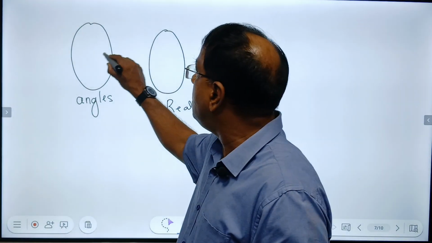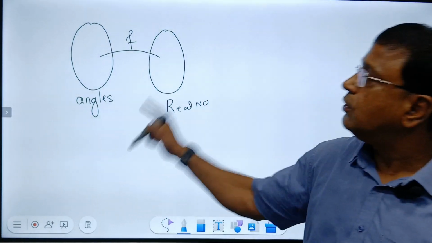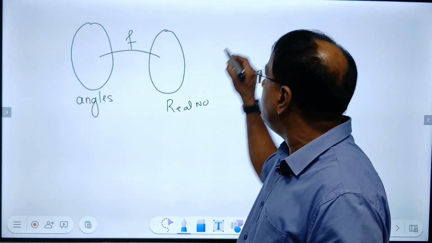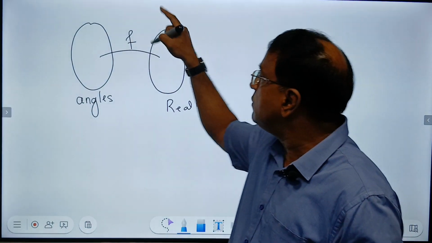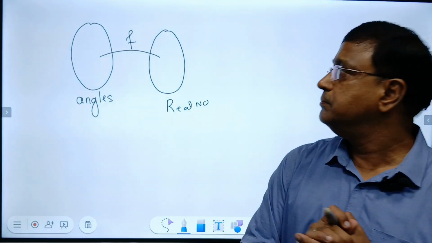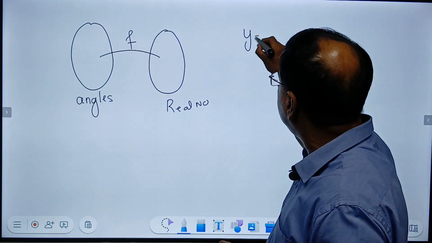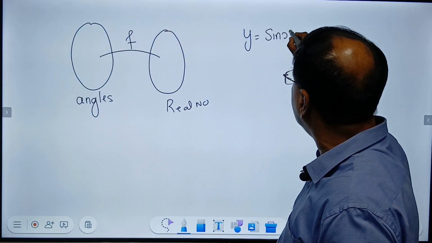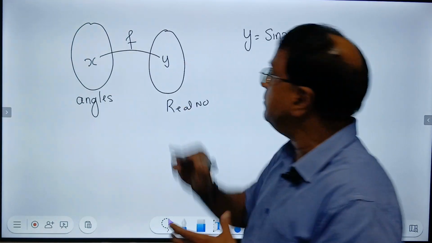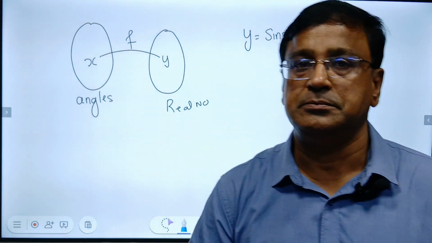Now, trigonometric function is a function from set of all angles to set of all real numbers. We can say trigonometric function is a function from real numbers to real numbers. It's a real valued function. So, when I say y equal to sine x, this is a trigonometric function where x is the angle, and y is the range.